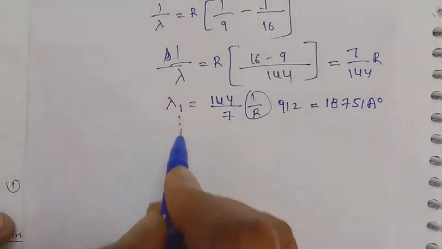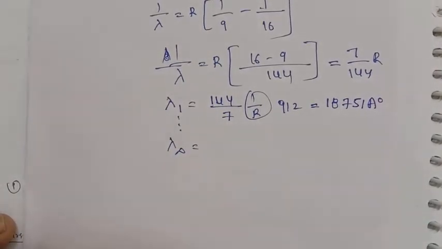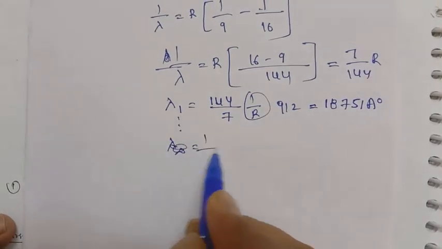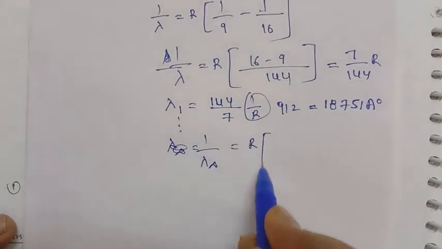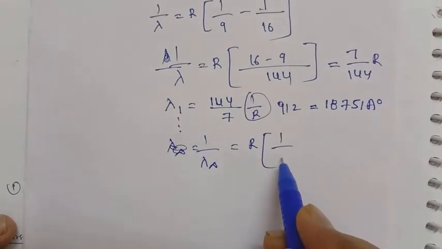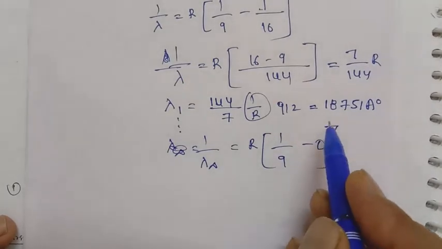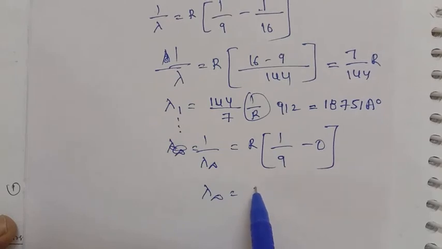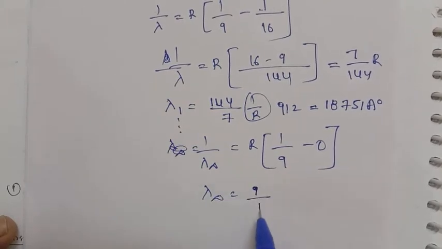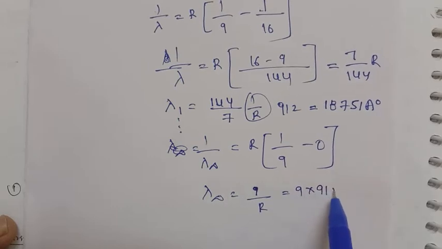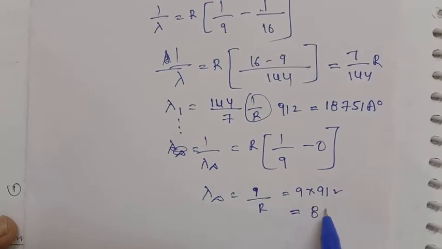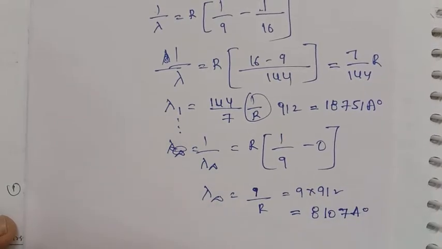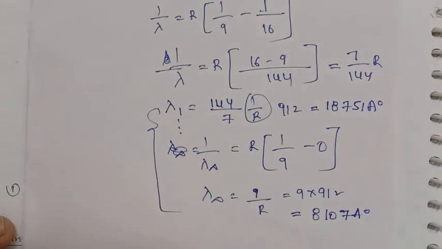It is the lambda 1. And what is the lambda infinity? Lambda infinity similarly we have to do. 1 by lambda infinity is equal to R into 1 by Nf square, which is nothing but here 9, and the remaining term goes to 0. Why? Because 1 by infinity. So then lambda infinity is equal to 9 into 9 divided by R, which is equal to 9 into 912 angstroms. Then what is the value we are getting? 8107 angstrom. It is the Paschen series.